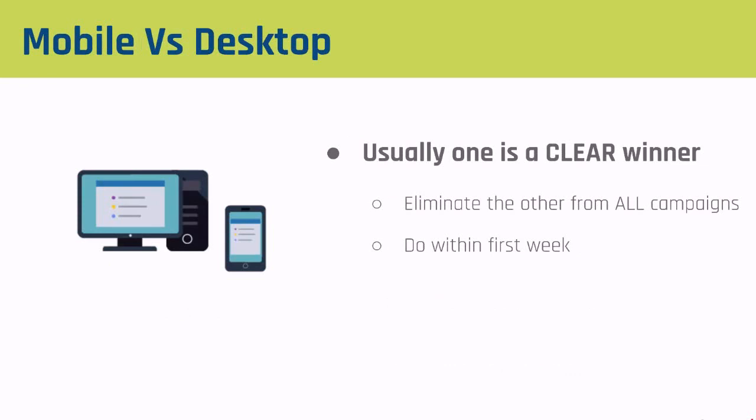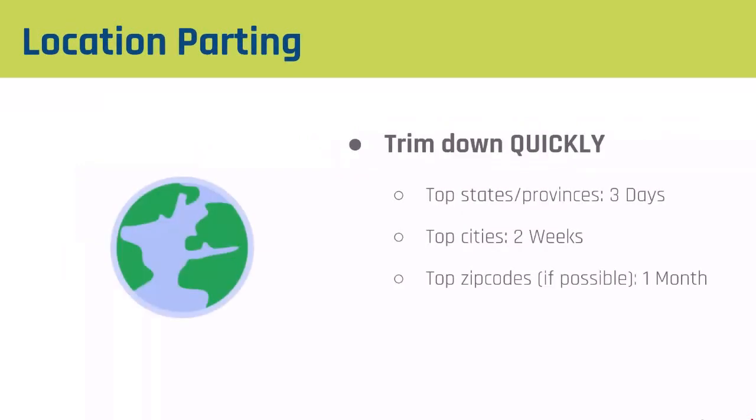So when it comes to mobile versus desktop, one is usually a clear winner. Eliminate the other from all campaigns, do it within the first week. If you can get them up and running effectively, let's say desktop is the one that you're working with, ramp up all of your desktop campaigns. You're going to hit a point where there's a plateau where it's going to be really difficult to profitably spend above a certain budget. Once you hit that, then you can go back and test out mobile. But at the beginning, try and focus on what's working right away.